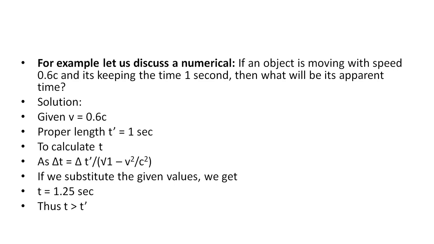So in a day, the total minutes you have to calculate is 24 hours into 60. This will be 1440. And loses means 10 minutes. So 1440 plus 10, 1450 minutes will be the dilated time. And you have to then calculate the proper time. Okay, so this is the numerical.